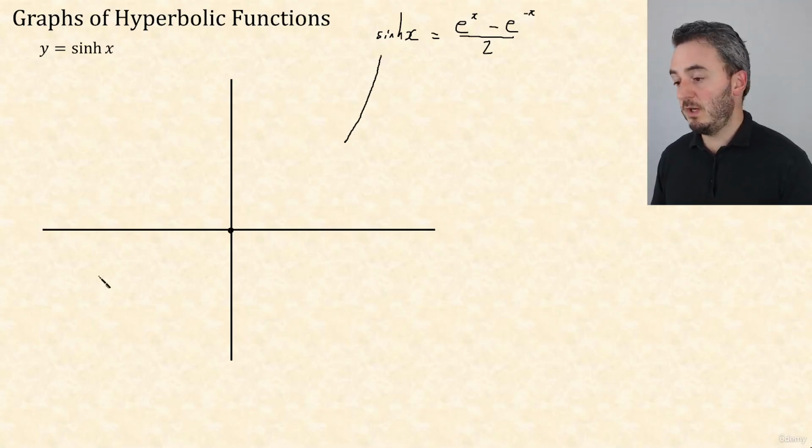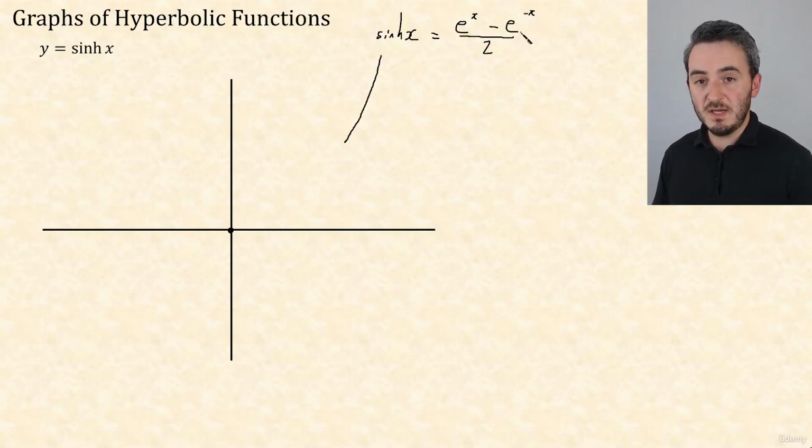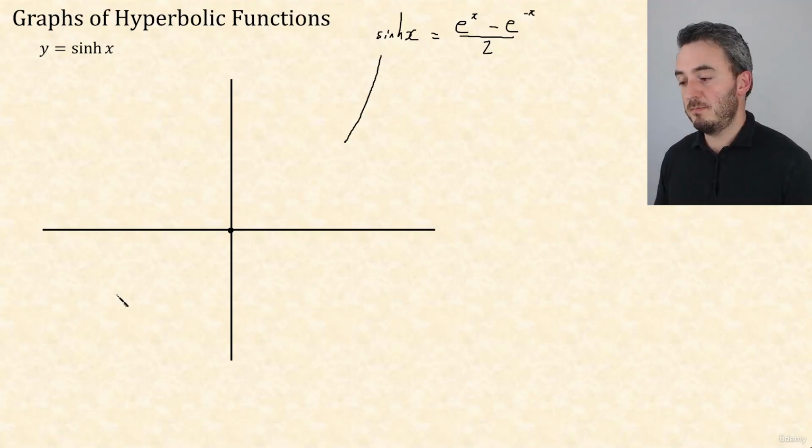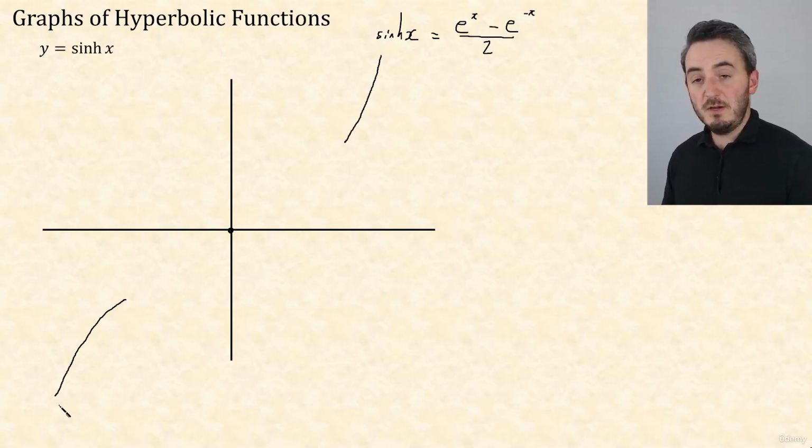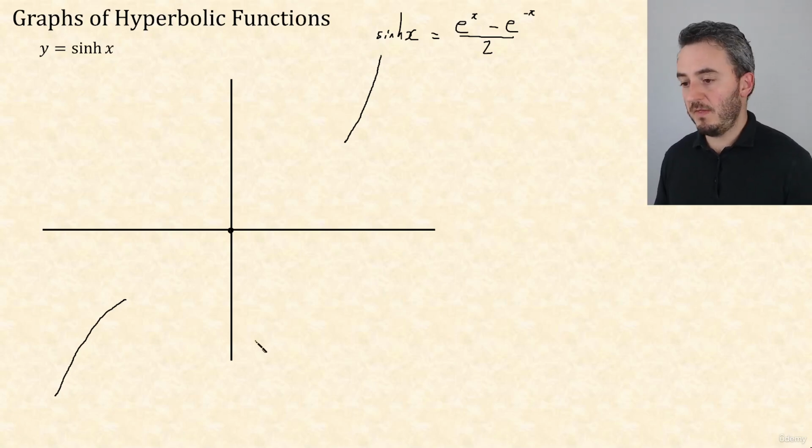Now for large negative values of x, the opposite is true. We get e to the minus x growing to infinity, and so minus e to the minus x tending towards minus infinity. So we have an exponential curve going that way. So the only thing that remains is to say, are there any stationary points?